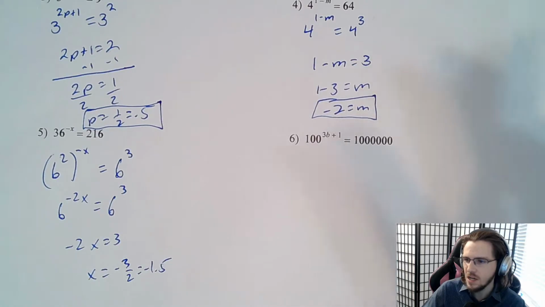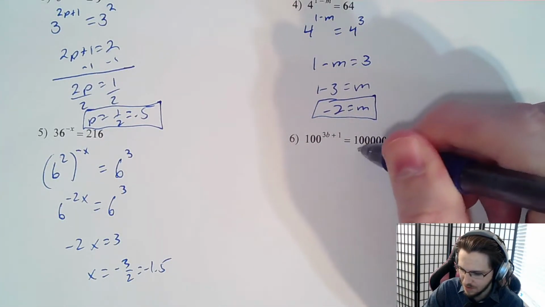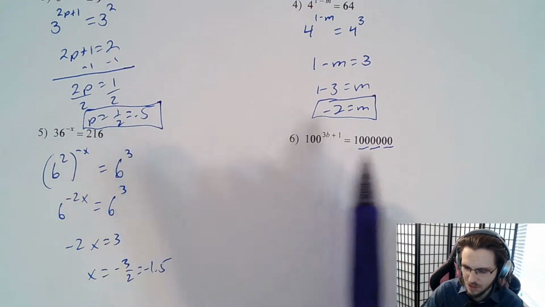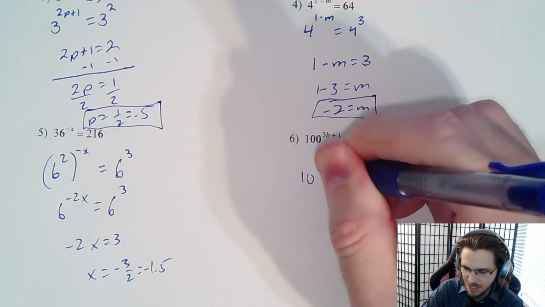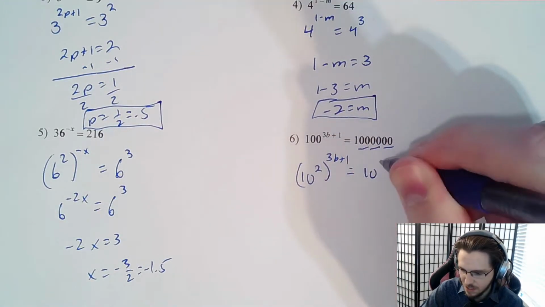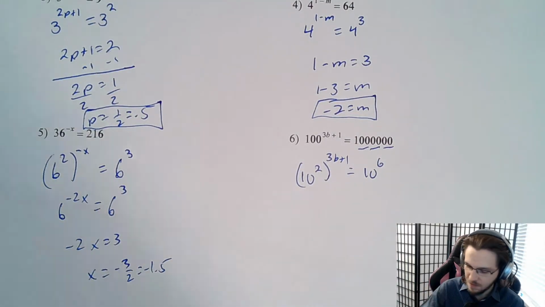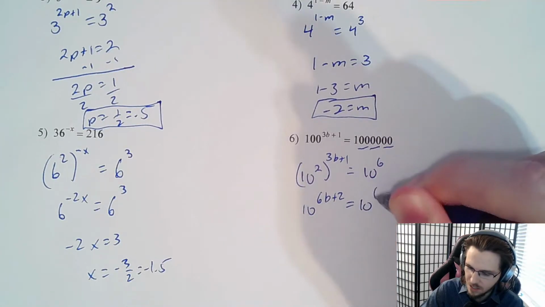Great. This problem is a little bit funny because we have so many dang zeros on it. So let's see, how many zeros do we have? We have 1, 2, 3, 4, 5, 6. I think it's most natural for students just to go to powers of 10 immediately. So even though you could just say this guy is 100 to the third power, I think it's more natural for students to rewrite this as 10 squared to the 3b plus 1 equals 10 to the 6th power. However, if you had already done 100 to the 3b plus 1 equals 100 to the 3rd power, you'll get the same answer. So 10 to the 6b plus 2 equals 10 to the 6th.